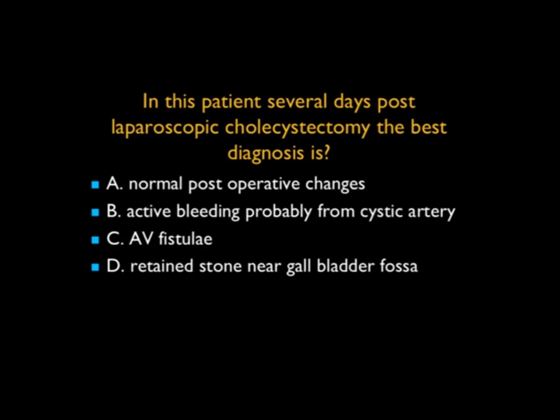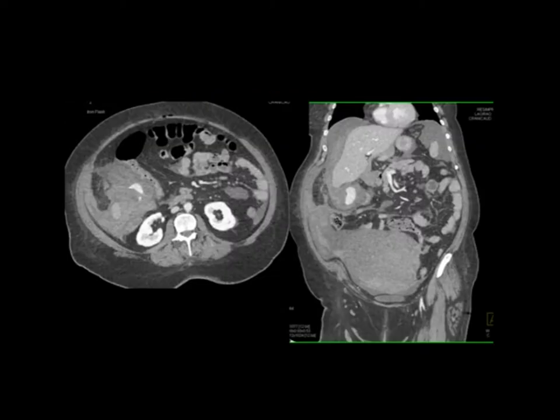This is an interesting case, and I haven't seen too many of these. This was a patient post-laparoscopic cholecystectomy who came in hypotensive. Post-laparoscopic cholecystectomy, it's very common to see bilomas. You can see hematomas, but this is not just simply normal postoperative change. There's too much blood, and you see the high density. This is active bleeding, probably from the cystic artery. I guess in theory it could be another branch.